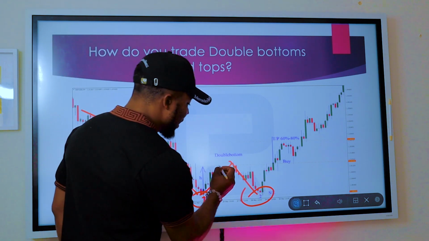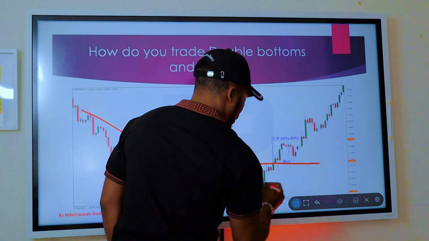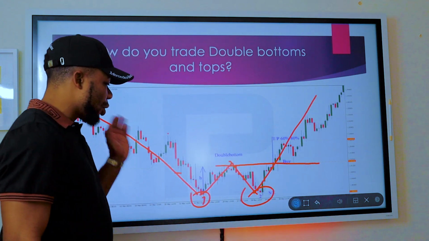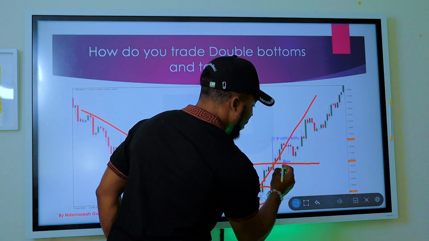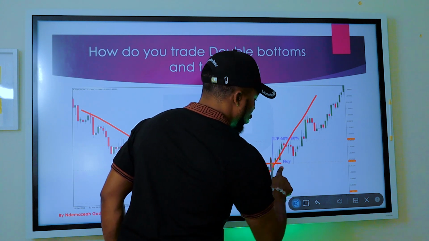This is our neckline. All right, remember, we're talking about double bottom, double top. As soon as the market breaks this neckline, you buy somewhere here. That is why I call this buy.